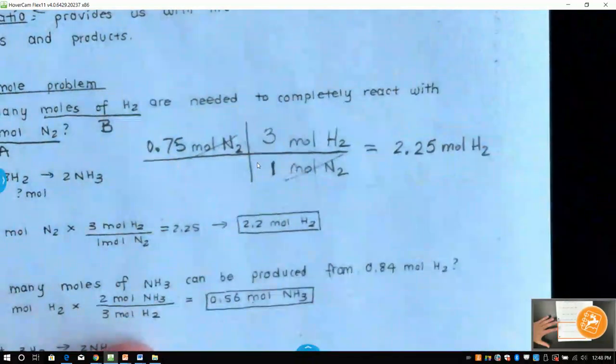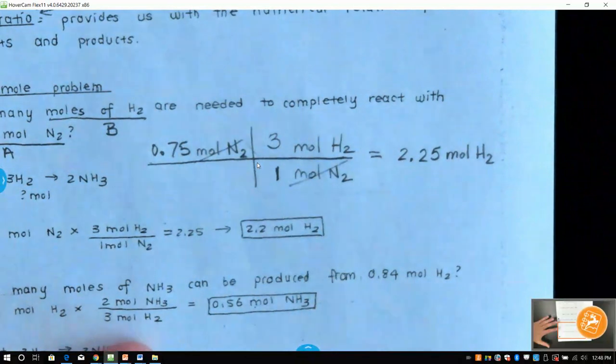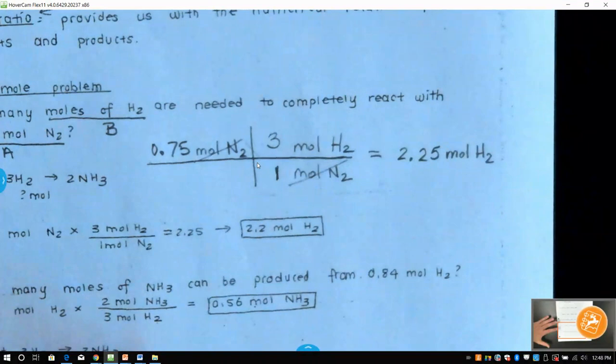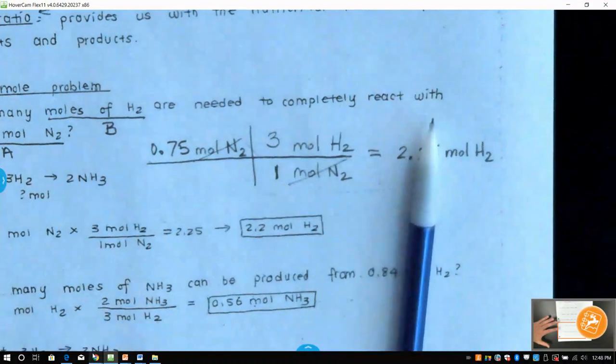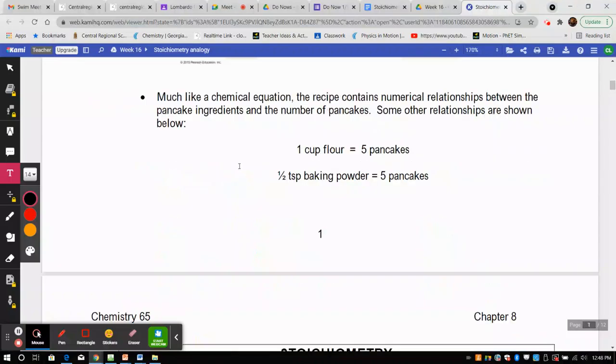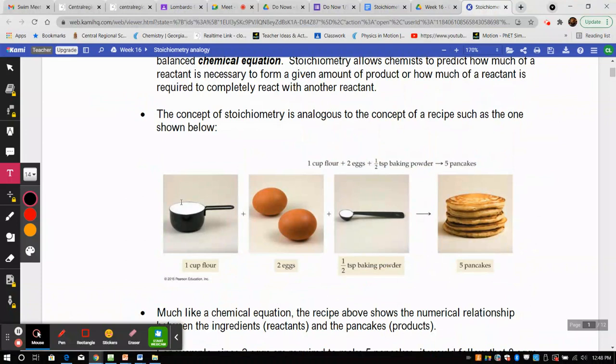Why is this useful? Essentially, if you were actually listening when I was going over stuff instead of being on your phone, you would have seen it's like a recipe. The example that was given: 1 cup of flour, 2 eggs, 1 tablespoon. These are the exact ratios needed to create 5 pancakes. You're hungry for breakfast, you want 5 pancakes, and you need exactly these things. You don't want any more or less. You need those exact quantities.